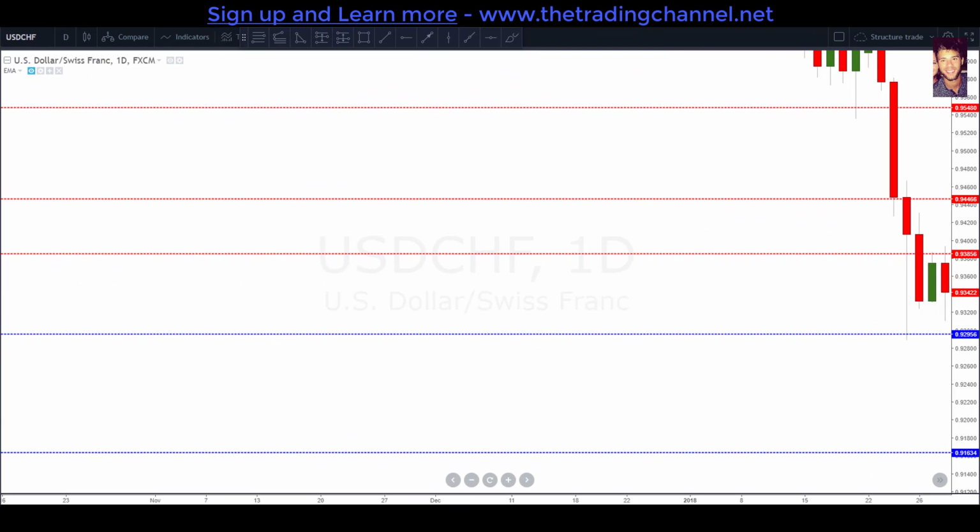Okay, traders, so in that clip from the last weekly market predictions video we did, the market was on this candle here, the red one that you see.